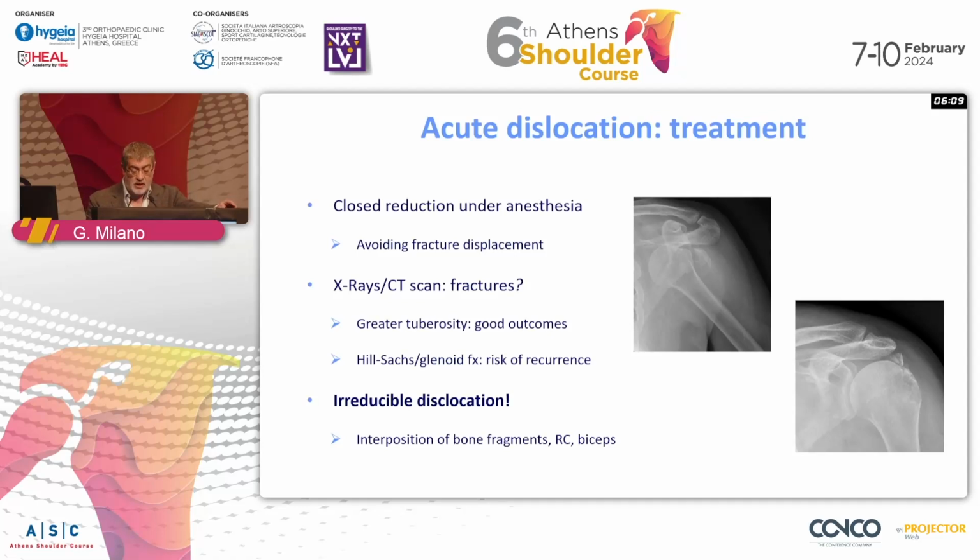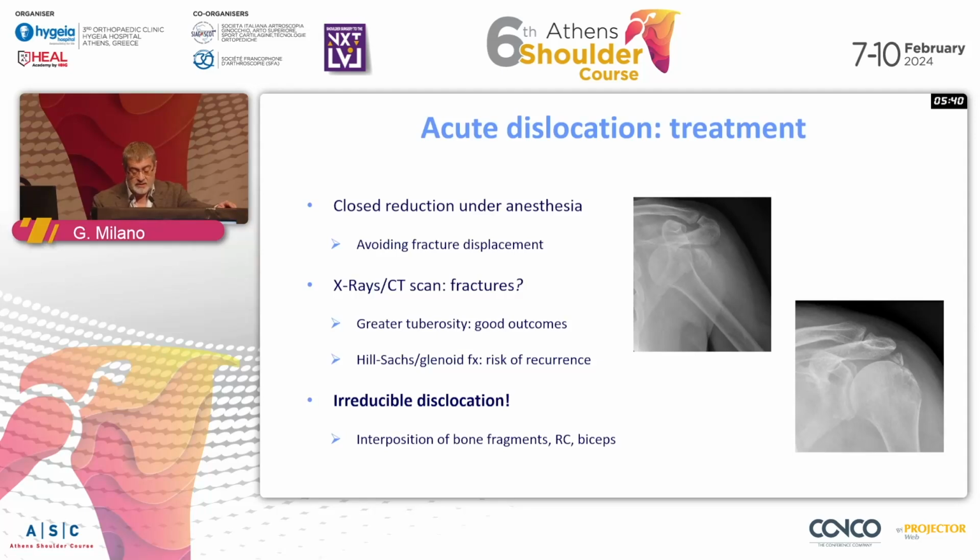Closed reduction is advisable, but be careful. Do it under anesthesia and consider open reduction as well, specifically when you have an irreducible dislocation or to avoid any fracture displacement. And consider a CT scan in emergency when you suspect a fracture that involves also the proximal humerus, because you have a risk of further displacement of your fracture.